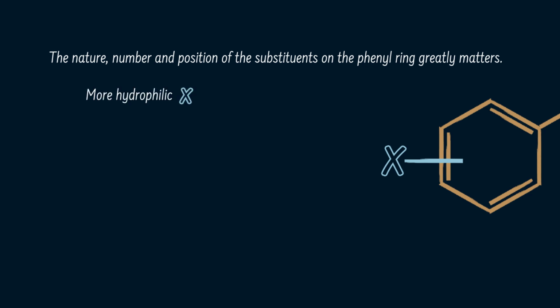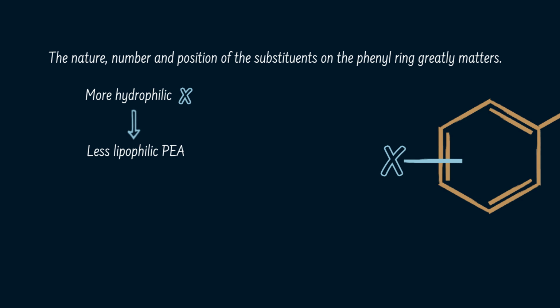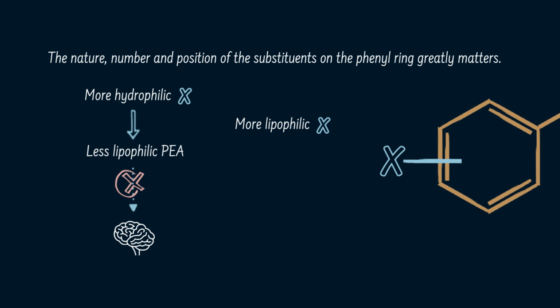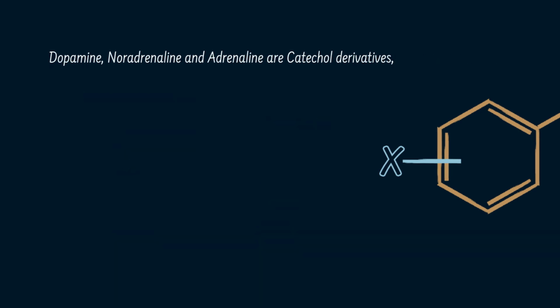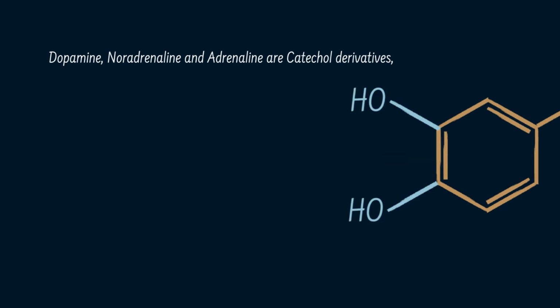Generally speaking, the more polar and hydrophilic the substituent is, the less lipophilic and more water-soluble the PEA is. This means that it will have a harder time crossing the blood-brain barrier and reaching the CNS, where many of the neurotransmitter receptors are located. On the other hand, the more lipophilic and hydrophobic the substituent is, the more easily it can cross membranes and enter the CNS.